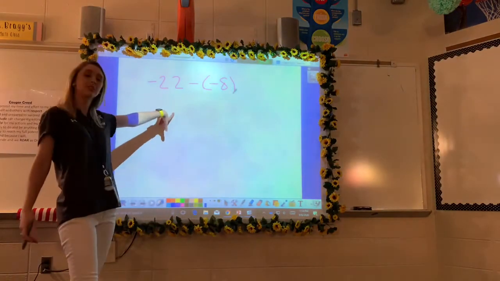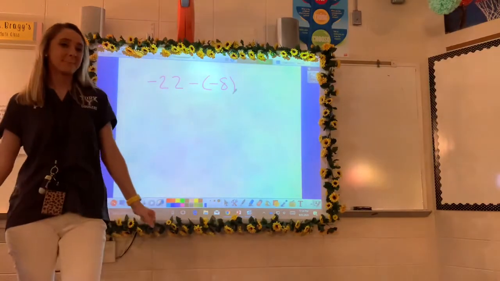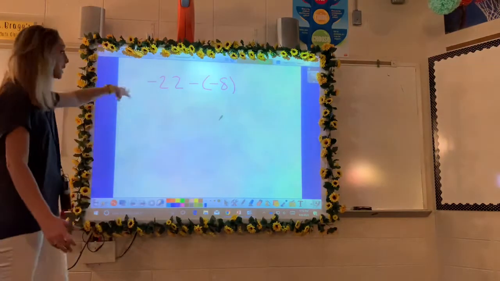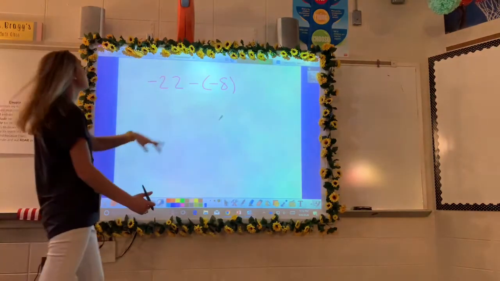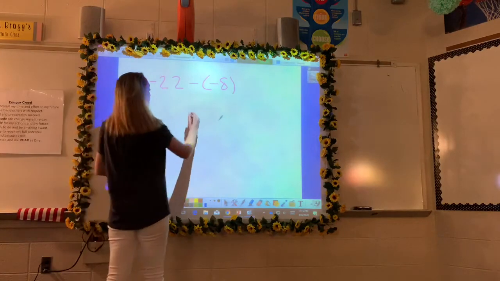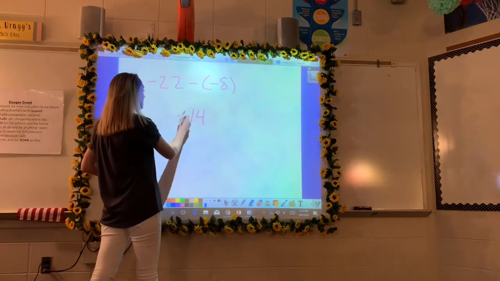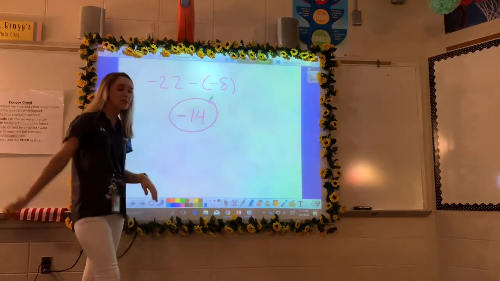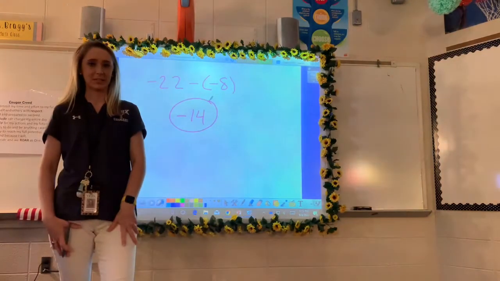Do we have the same signs or different signs? So we have same signs, so we can just subtract because they are the same. So 22 minus 8 would give us 14, and then we have to keep that sign. So our answer for that would just be negative 14.